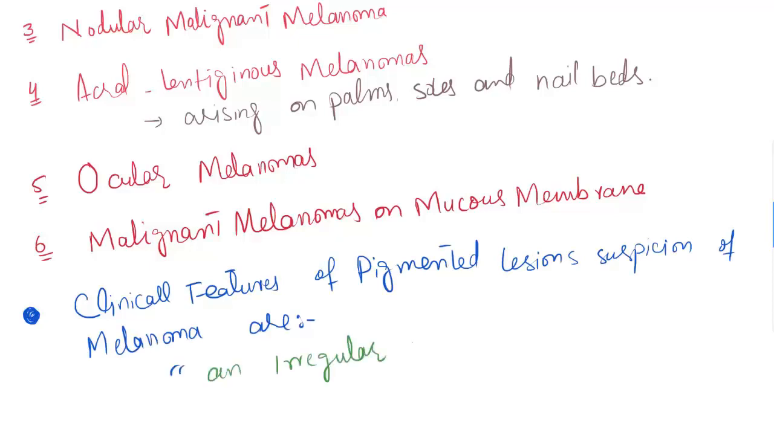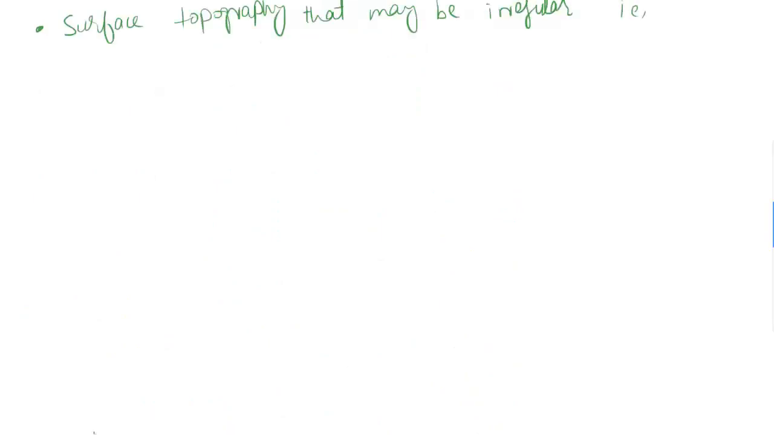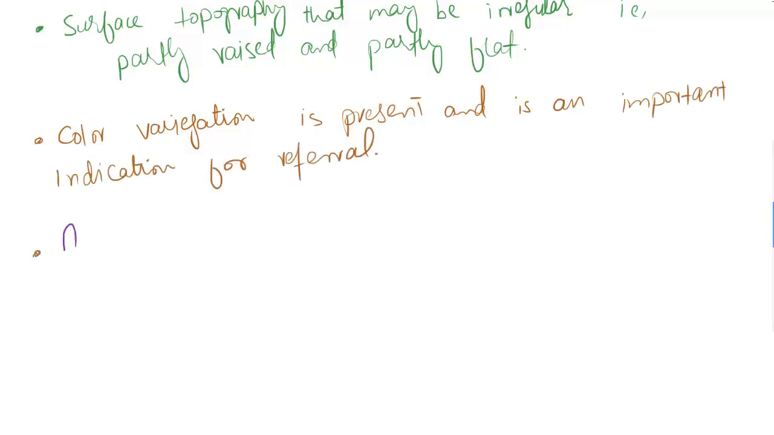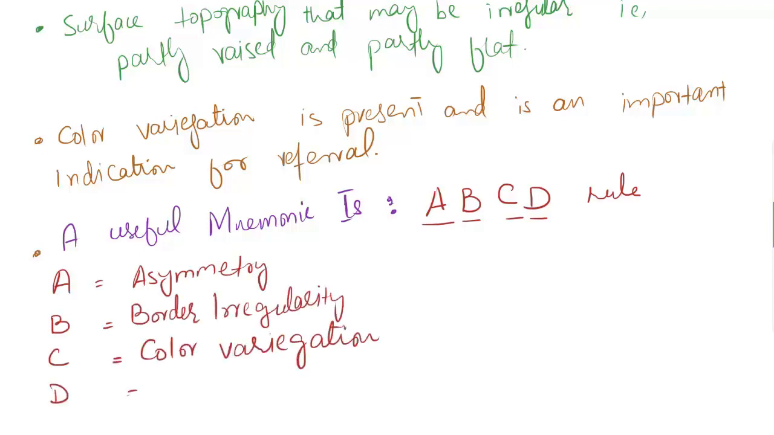Now, clinical features of pigmented lesions suspicious for melanoma are an irregular notched border where the pigment appears to be spreading into the normal surrounding skin. Surface topography may be irregular, for example partly raised and partly flat. Color variegation is present and is an important indication for referral. A useful mnemonic is the ABCDE rule. A for asymmetry, B stands for border irregularity, C is color variegation, D is diameter greater than 6 mm, and E for evolution.